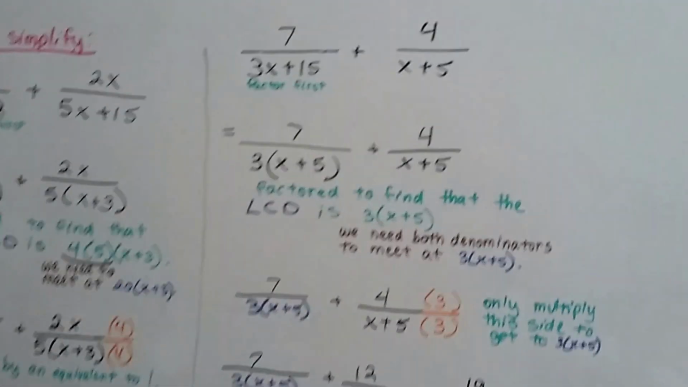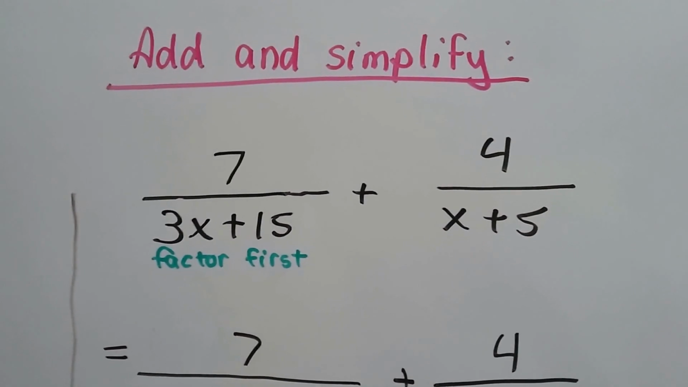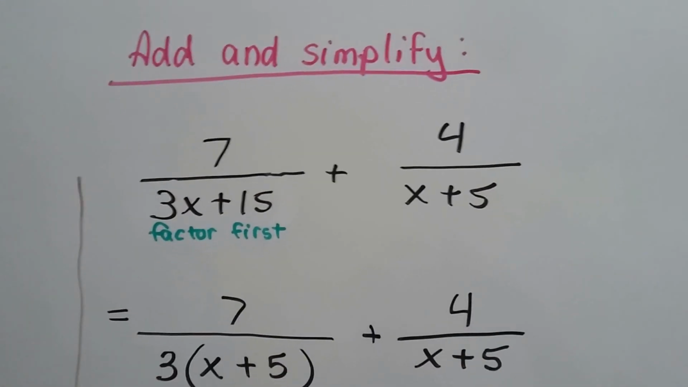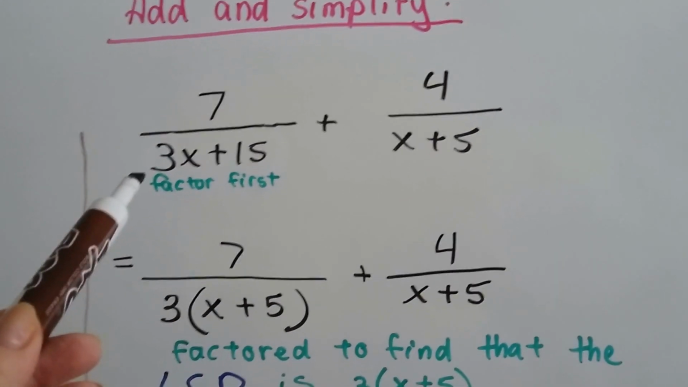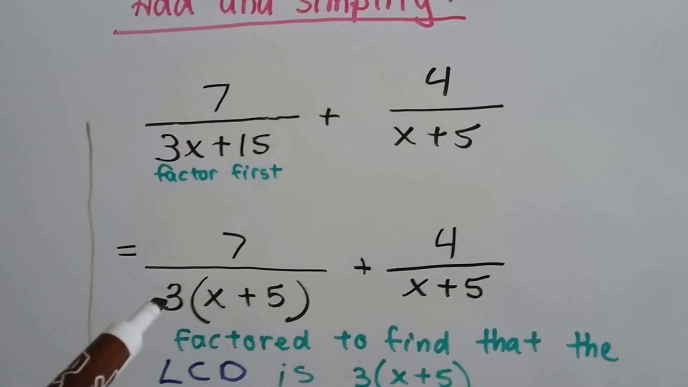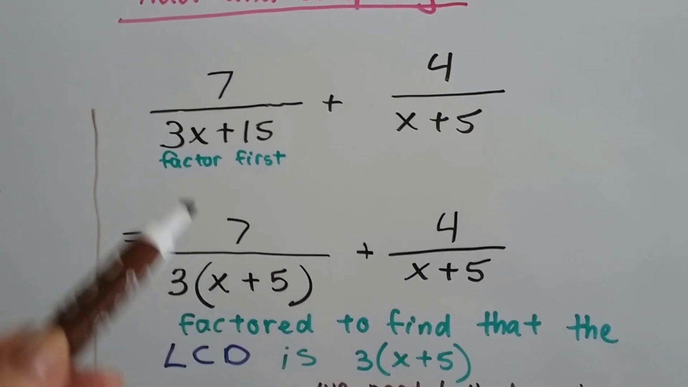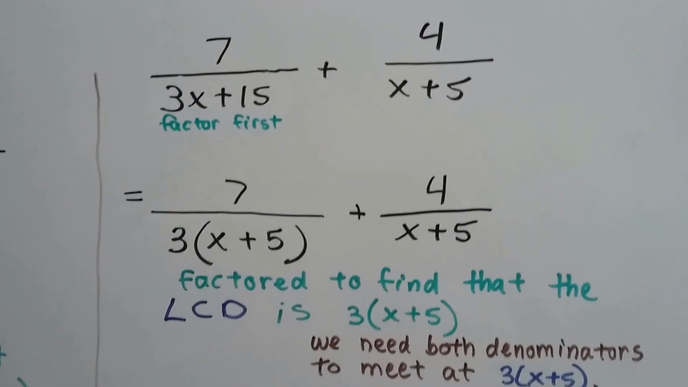I'm going to add and simplify this one, 7 over 3x plus 15 plus 4 over x plus 5. So we have to factor this one first. We can't factor this one. That's as low as it's going to go. But we could factor this one, put a 3 on the outside of the parentheses, and multiply it by x plus 5. That'll get us 3x plus 15, won't it? We just drop this guy down.